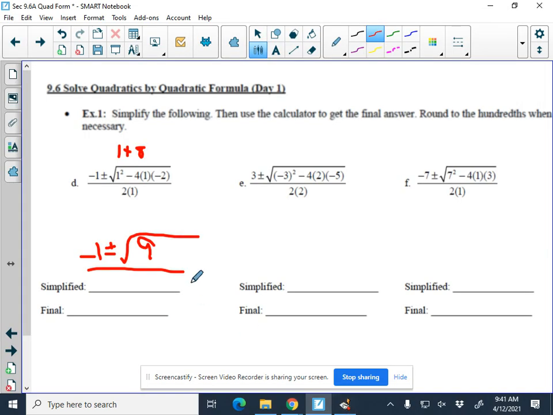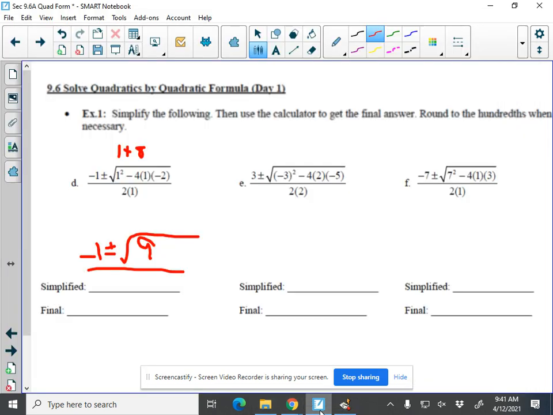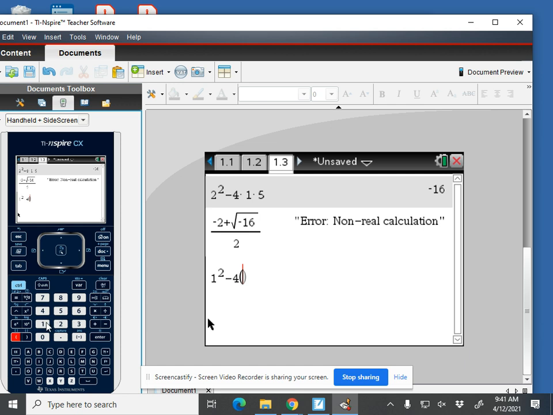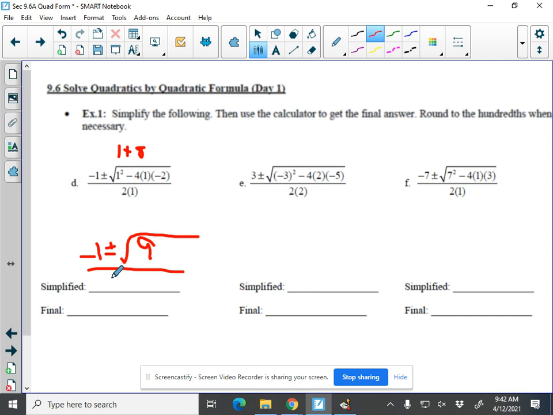1 squared minus 4 times 1 times -2 does get us 9, all over 2.